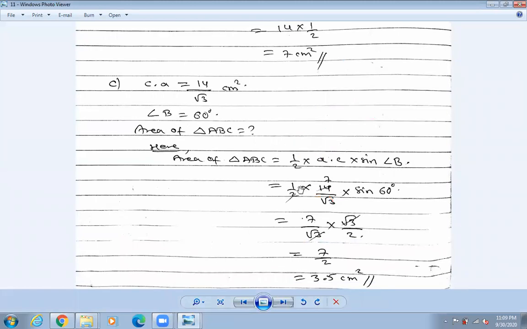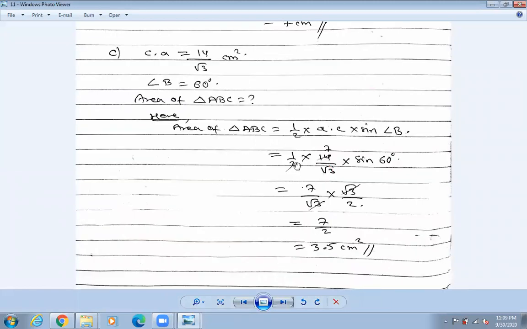Okay, then let us cancel this number. 2 sevens are 14. Then after that, 1 into 7 becomes 7. So it is √3 into sin 60, which means √3 by 2. So √3 and √3 will be cancelled. Okay, so 7 by 2, which is 3.5 square centimeter. So in this way, we'll get our answer.